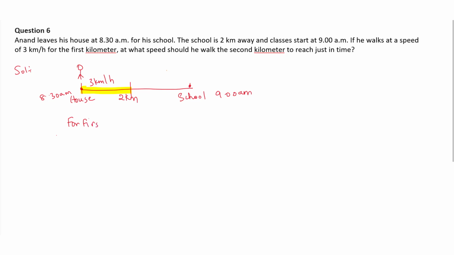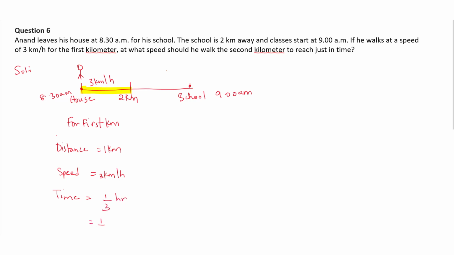For the first kilometer, the distance is equal to 1 kilometer and the speed is given as 3 km per hour. So then I can calculate the time taken for him to go the first kilometer. Time is equal to distance by speed. So 1 by 3 of an hour.